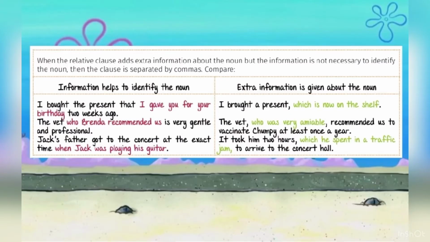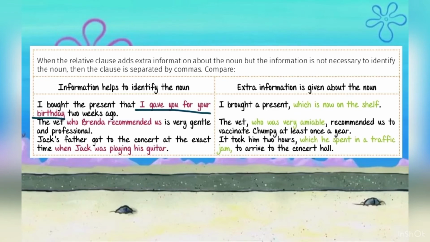In some cases, we don't necessarily need to use the pronouns that we just mentioned before. Sometimes they are separated by commas, the extra information. Information that helps to identify the noun. I bought the present that I gave you for your birthday 2 weeks ago. It's not necessarily using a pronoun, but it is giving you extra information.